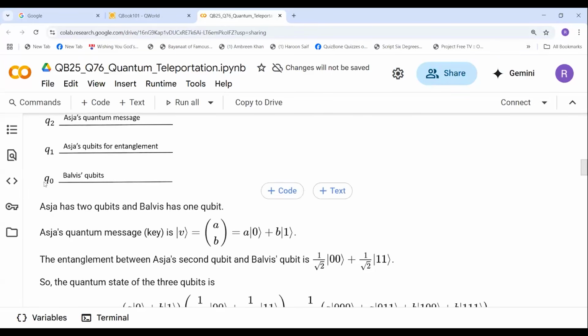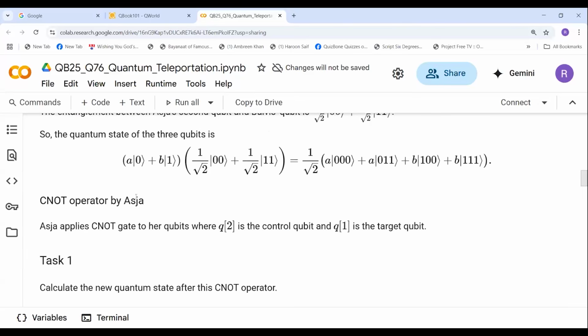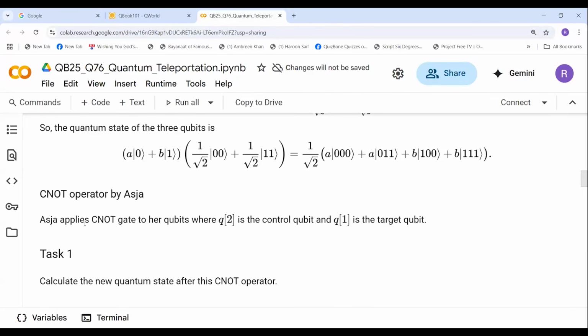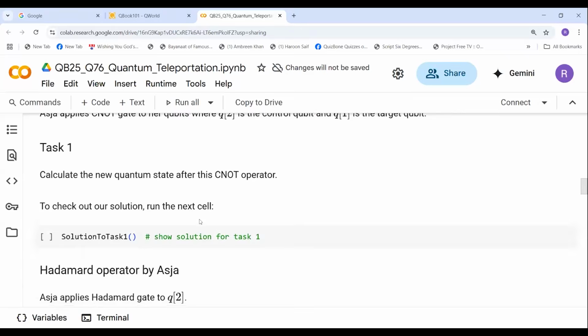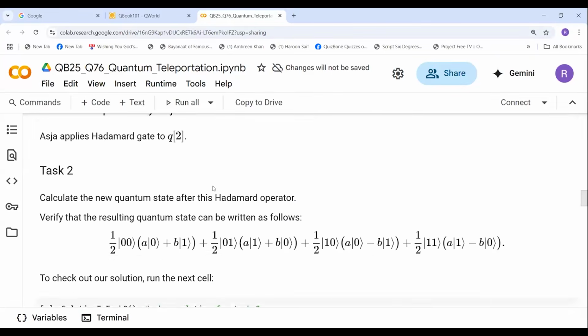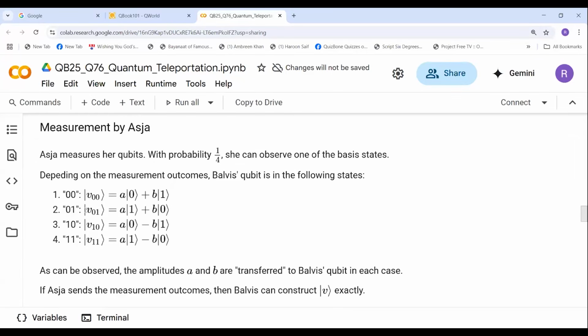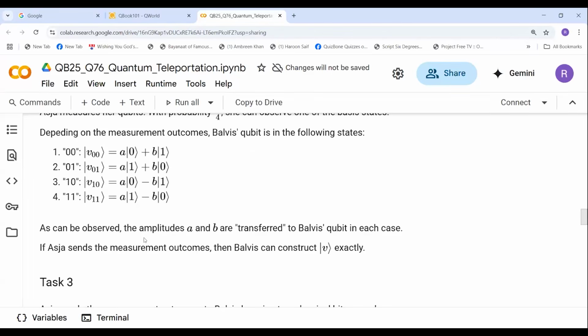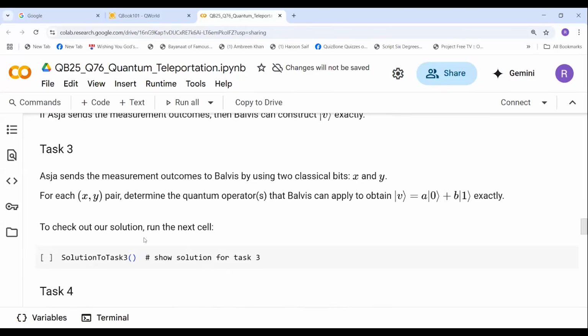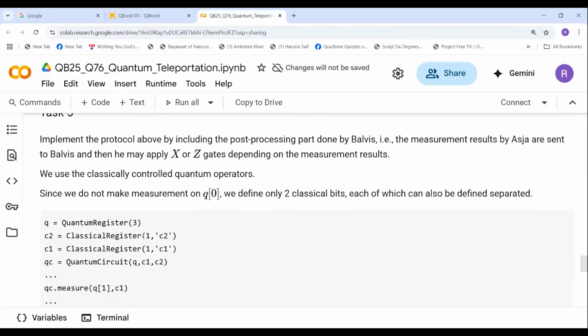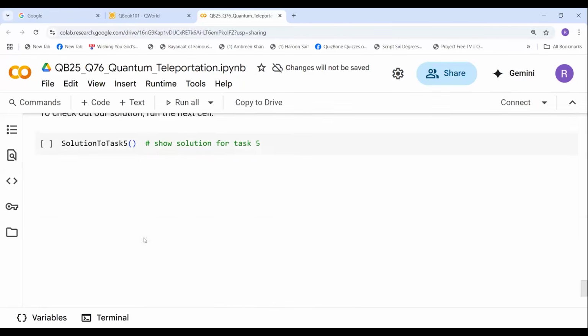Q1 and Q2 are actually entangled, right? And so first Asia applies the CNOT operator, and then the Hadamard operator, and then measurements. So here are the measurements, which she sends as two bits to Bob, to Balvis in this case, and then Balvis applies operations based on the bits that he receives. Okay, so there are very interesting tasks which are given with each operation in each idea. You should go through them.